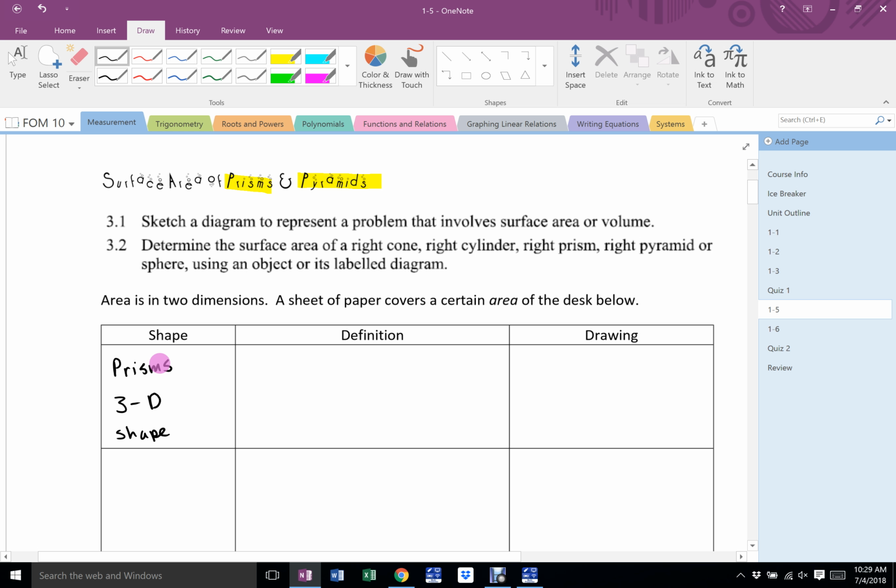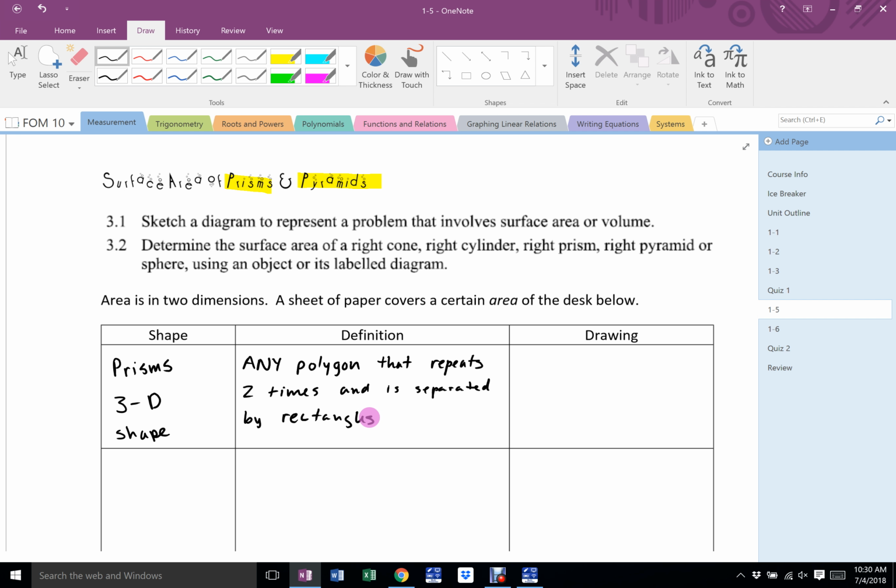The definition of a prism is any polygon. Now, a polygon is just a shape. Any polygon that repeats 2 times and is separated by rectangles. Okay? That's what makes a prism.